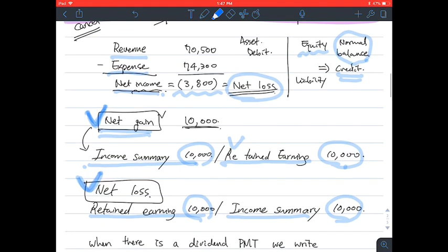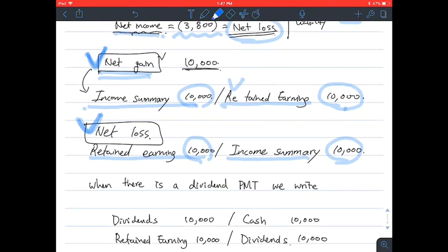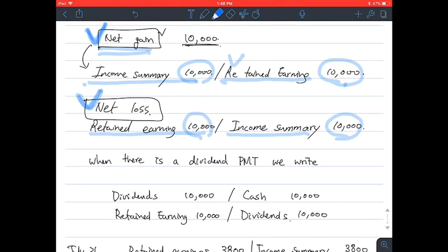Yeah. And then let's move on to the dividend. When there is a dividend payment, we write dividends on the debit side, and we put cash on the credit side. We want to cancel the dividends so that we can record dividends in the next quarter. So what we do here is that we gave out cash, and we can cancel out the dividends by crediting dividends by the same amount, 10,000, and we should reduce the retained earnings.